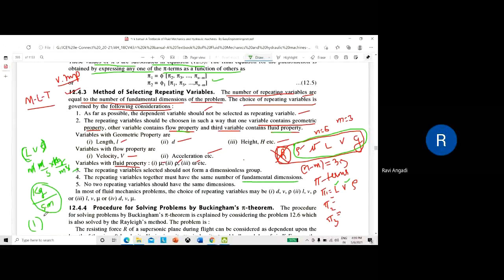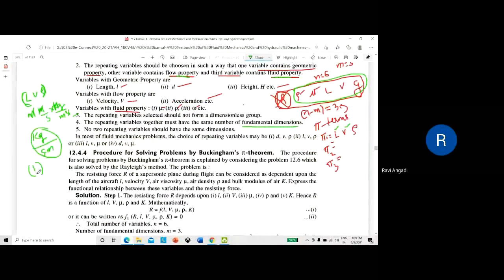Then the fourth one: the repeating variables together must have the same number of fundamental dimensions. Suppose kg means what? Is it mass or length or time? Mass, so I can write M. Then meter means length, L raised to minus 1. Then second means time. So all three, M, L, T, are present.